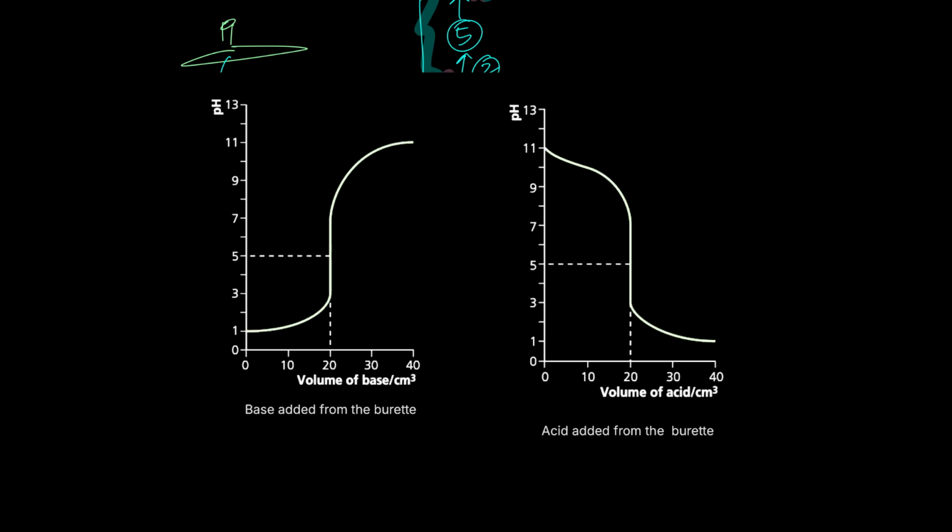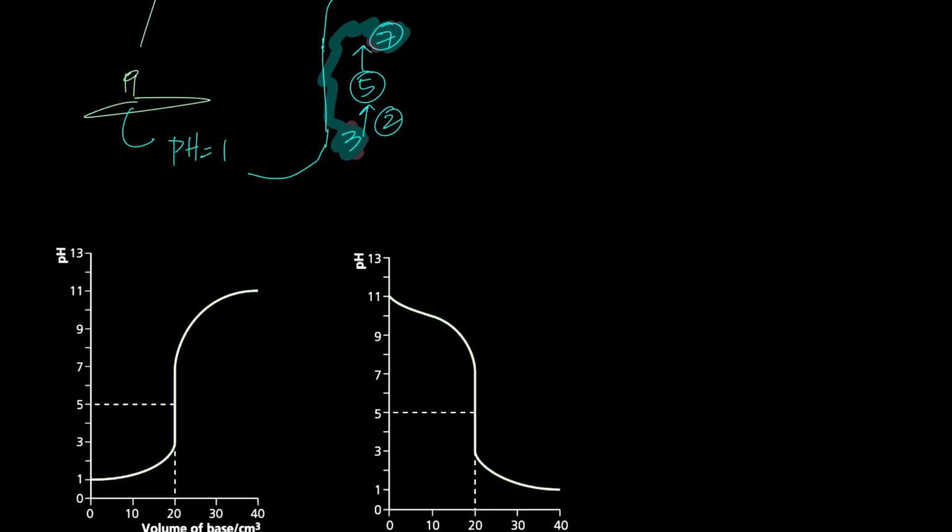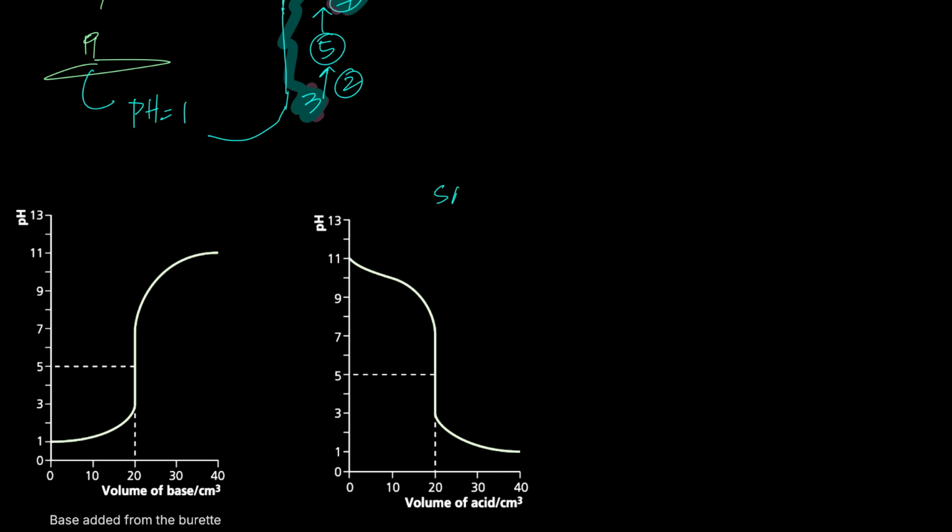Right here, you can see the base is added from the burette, which means the strong acid is in the conical flask. See, pH 1, a gradual increase up until 3, then 3 to 7 with 5 as the equivalence point. 3 to 7 is the vertical line, and after that it starts to increase, because weak base has a pH of 11, so it will flatten off right before 11. Done and dusted.